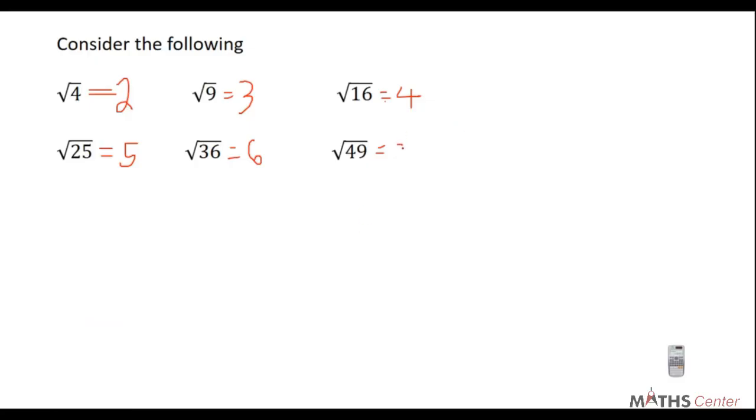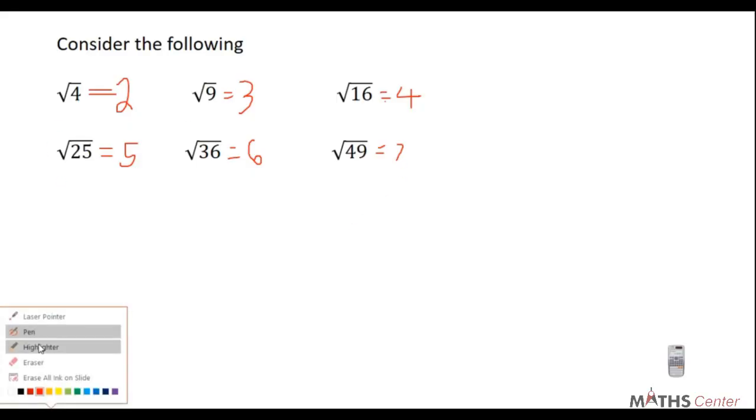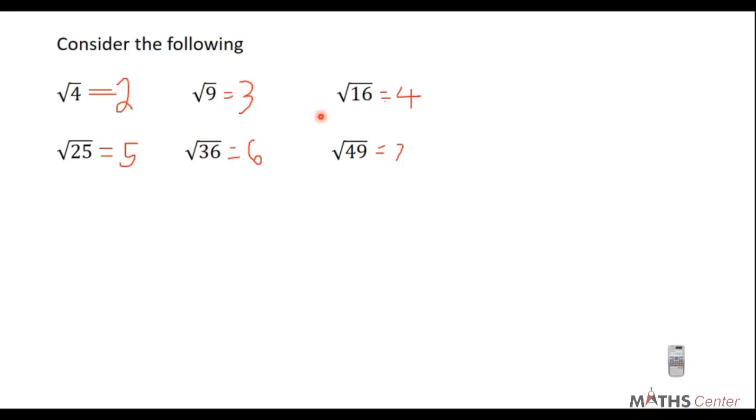Now you can see from here that we pick the square root of 4, we got 2. Square root of 9, we got 3. Square root of 16, we got 4. Square root of 25, we got 5. Square root of 36, we got 6. And square root of 49, we got 7. So we put square root of these numbers and we are getting whole numbers.